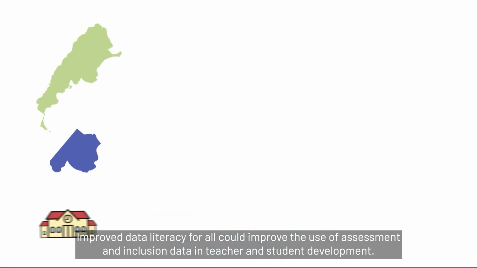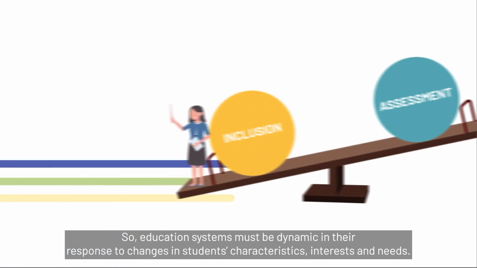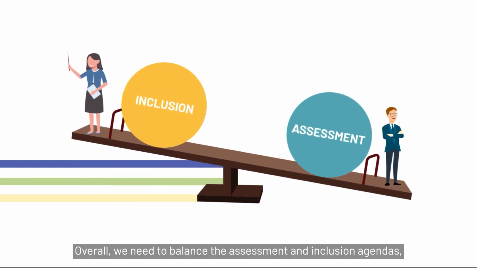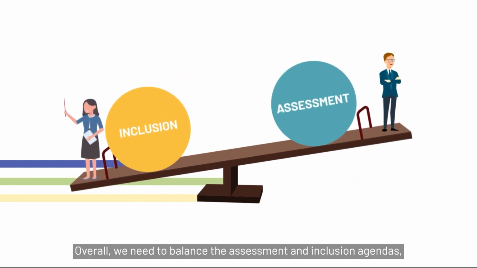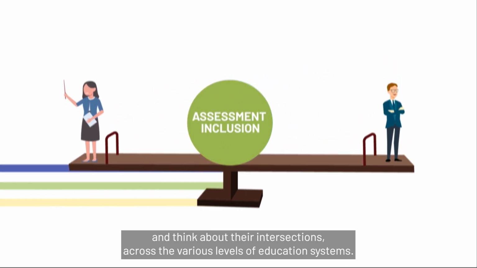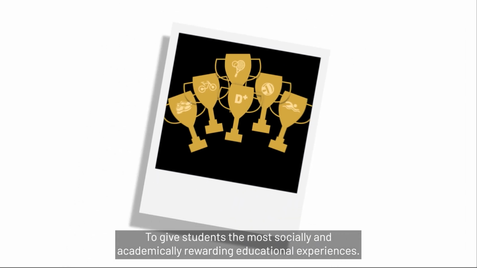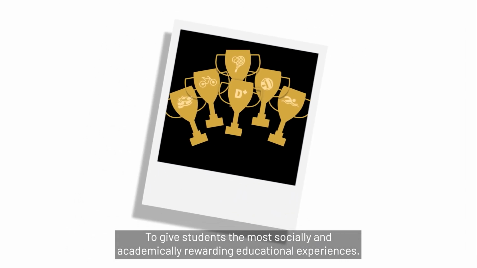Human diversity is a dynamic condition of society, so education systems must be dynamic in their response to changes in students' characteristics, interests and needs. Overall, we need to balance the assessment and inclusion agendas and think about their intersections across the various levels of education systems to give students the most socially and academically rewarding educational experiences.